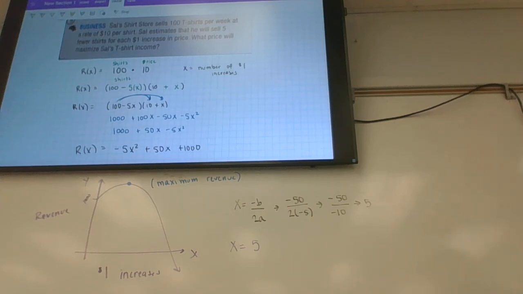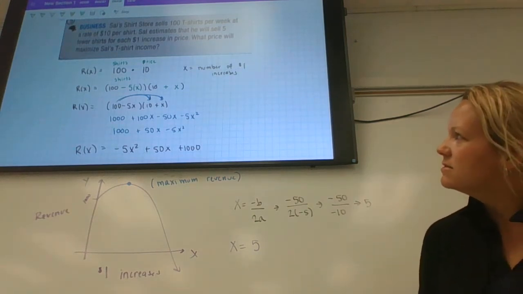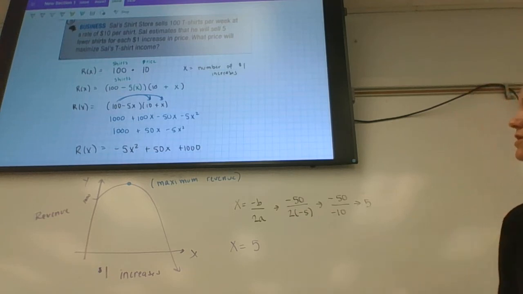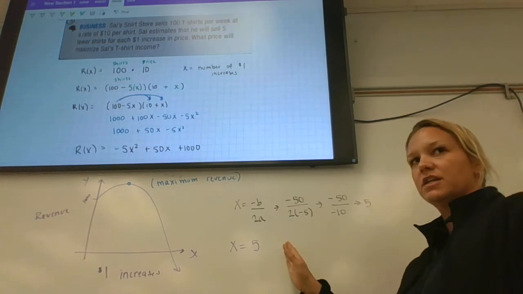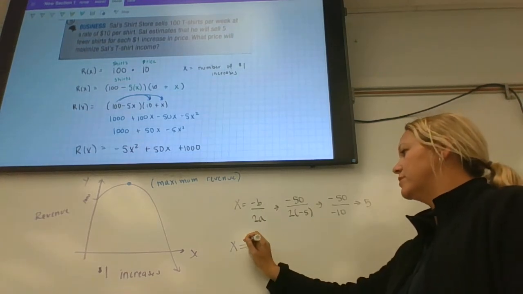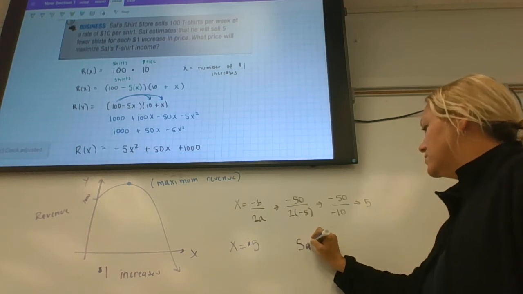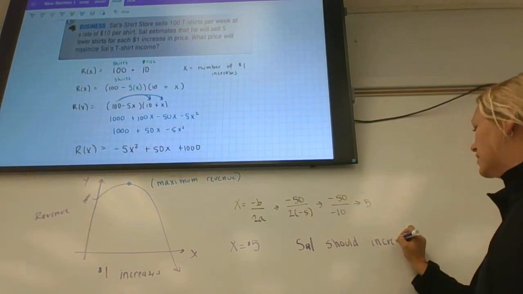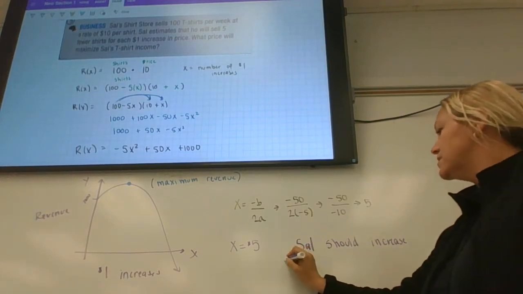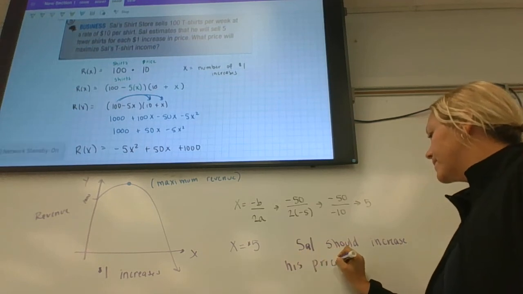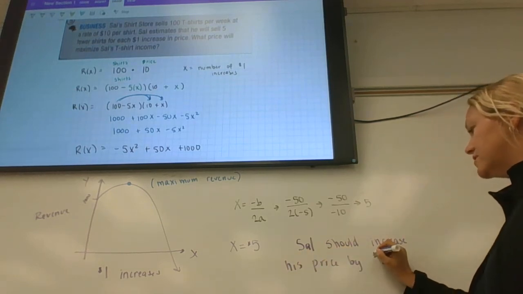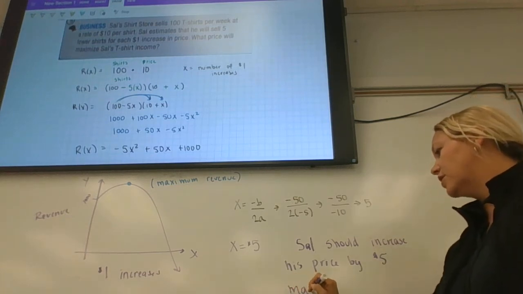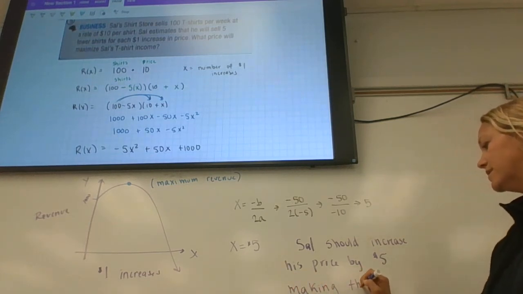Negative. All right, so is our answer 5? Should he sell his shirts at $15? So they're starting at $10. Remember, X represents the number of $1 increases. So to explain the complete sentence, this sentence might help. Sal should increase his price by $5, making the cost 15. Because they started at 10.